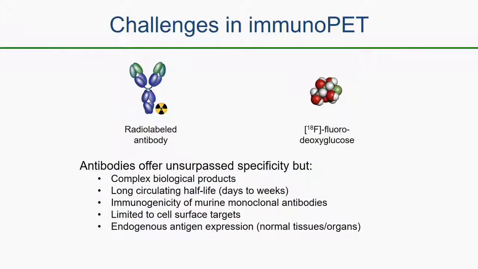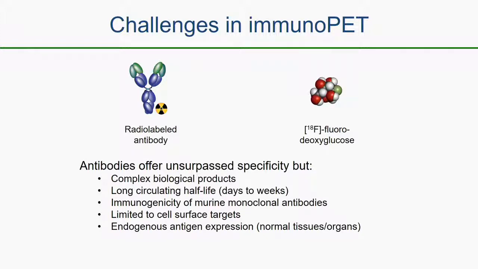So how do we do this? That's really the point of today's talk. There are a lot of challenges in trying to adapt these large and complex biomolecules, shown here on the left, to positron emission tomography. They're really quite different from the small molecules that are really much more common as PET tracers. They're complex biological products. They have long circulating half-lives of days to weeks, typically.